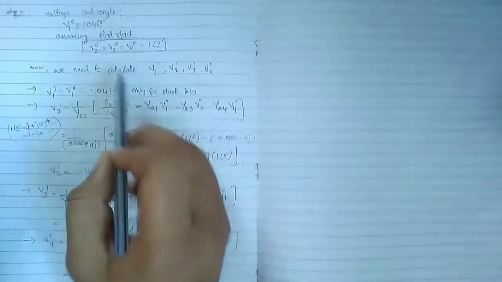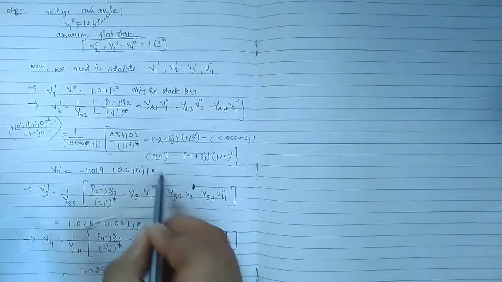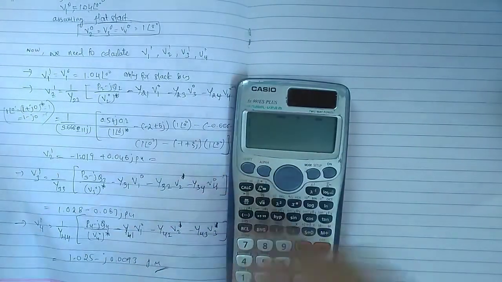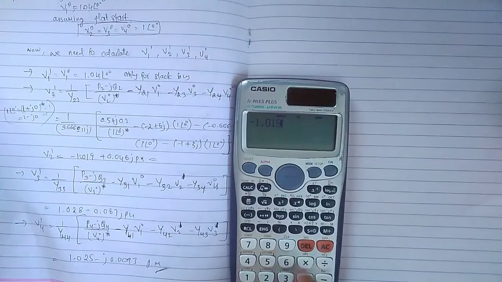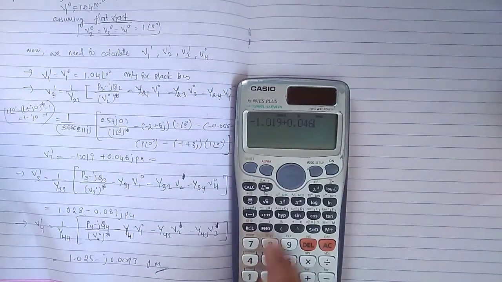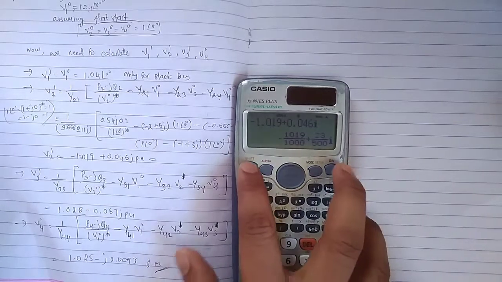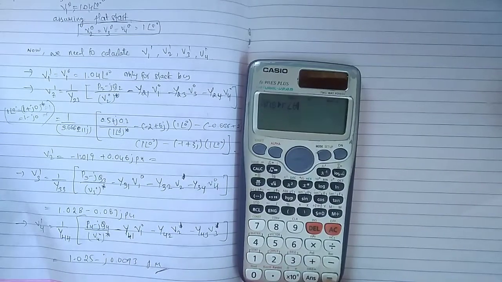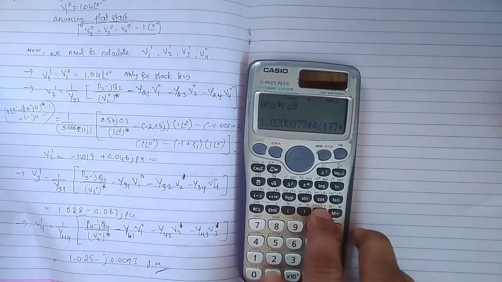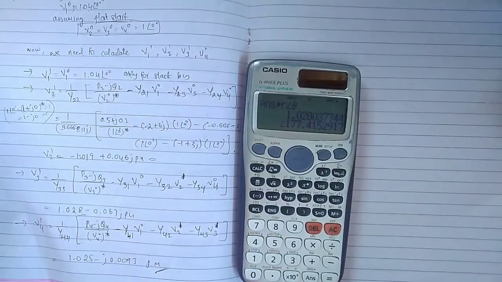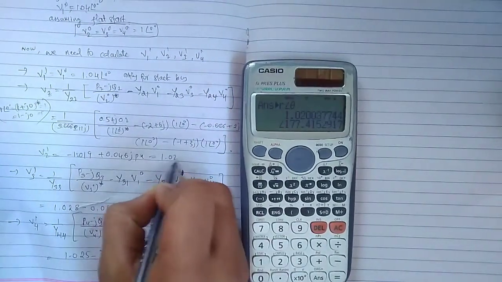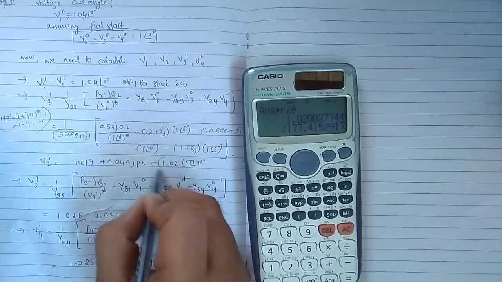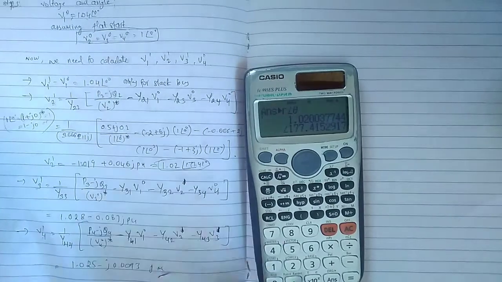We need to find angle also, right? Voltage and angles. Please change this into the polar form. We will get the angle in the calculator. That is minus 1.109 plus 0.046j, press shift 2, then we need R angle theta 3, just press equal, and press this SD. This is 1.02 angle 177.41. This is the voltage, this is the angle.